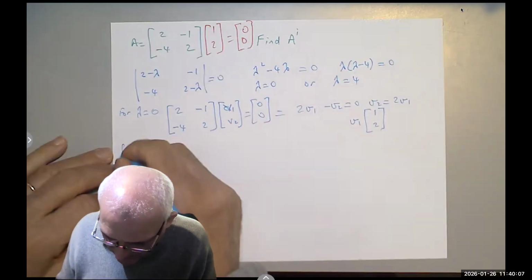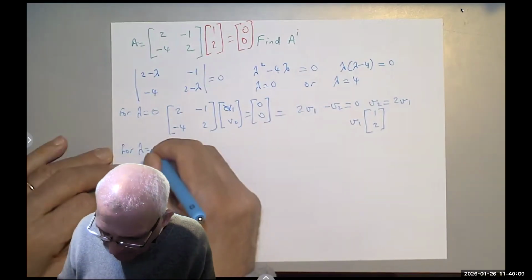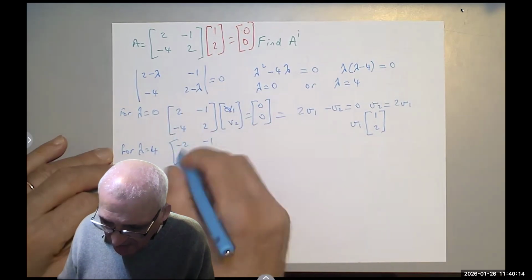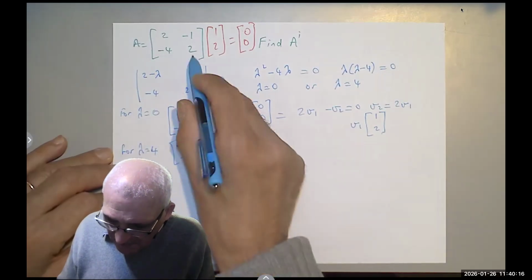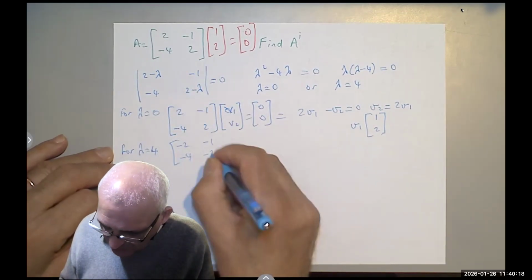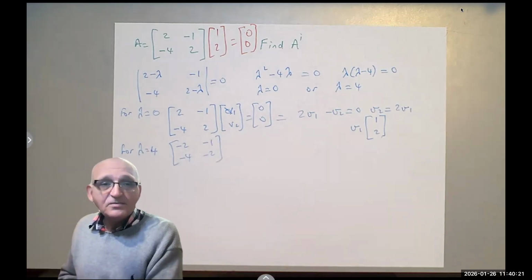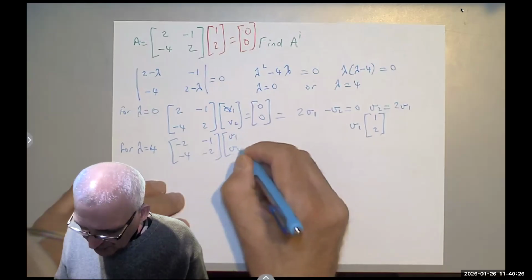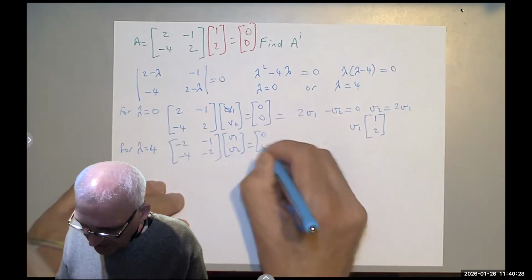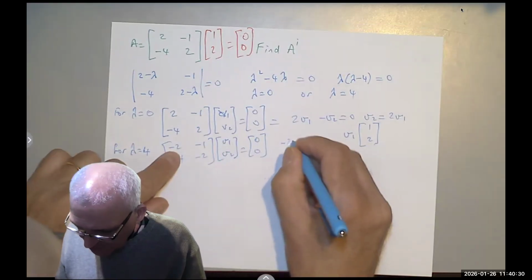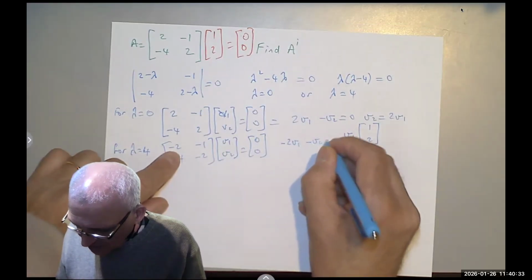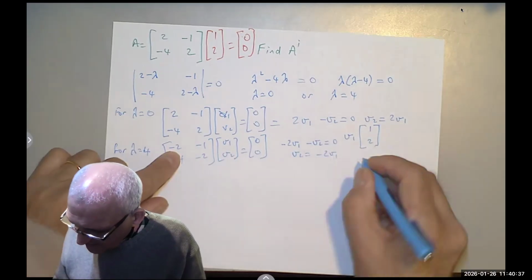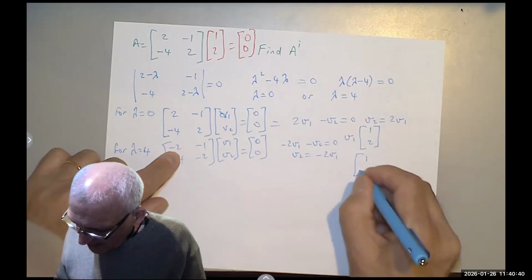Okay, for lambda equals 4, you get 2 minus 4 is -2, -1, and -4, and 2 minus 4 is -2. Again, the bottom is twice the top. So when you multiply that by V1, V2, you get 0, 0, and that tells you -2 V1 minus V2 equals 0, meaning V2 equals -2 V1. So to save time, that would be 1 and -2.